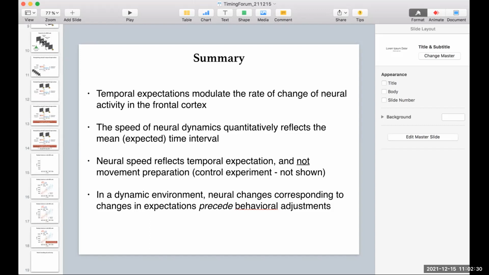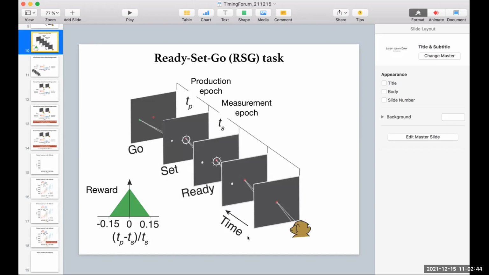So there's no cue for go. The animal needs to decide when to initiate the movement so that the time between the set and the movement response matches the interval we present. And the reward triangle gives them the feedback they need for that. Exactly, yeah. So in other words, this is really a timing reproduction task where we give an interval, the animal has to reproduce it immediately after. Yes. Okay, good, thank you. Sorry if it wasn't clear. Yeah, I just wanted to make sure.